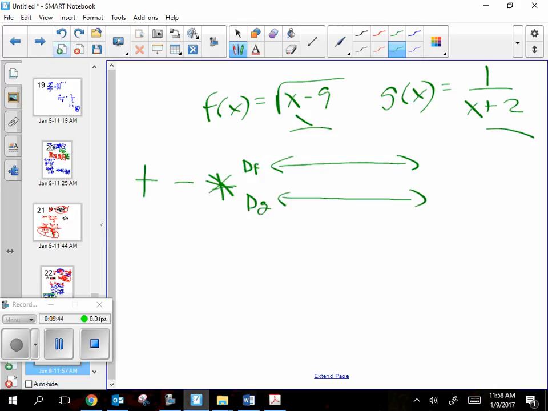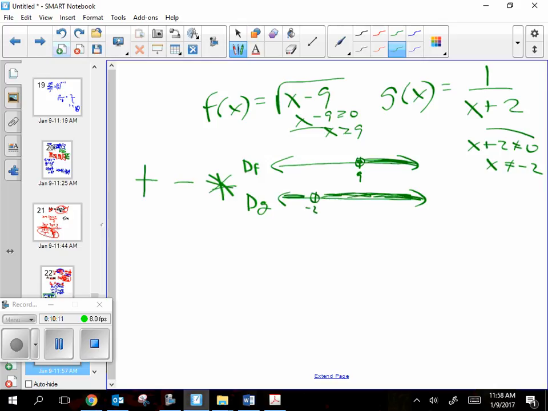Here, x minus 9 has to be bigger than or equal to 0, so x has to be greater than or equal to 9. And here I have x plus 2 cannot be 0, so x cannot be negative 2. So here are my two domains. Domain of f is bigger than or equal to 9. The domain of g is not equal to negative 2. Here's negative 2. It can't be that, but it can be everything else.